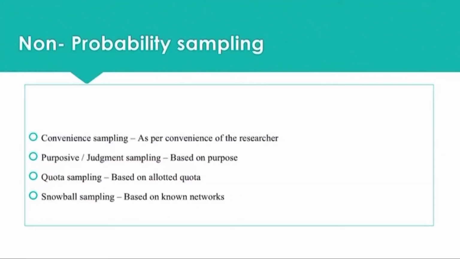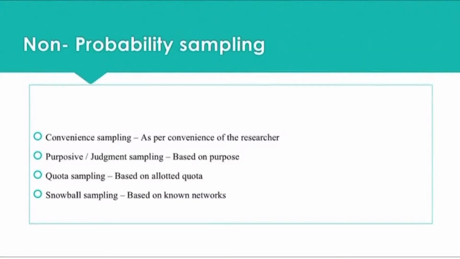Non-probability sampling methods. Here we have convenience sampling, purposive or judgment sampling, quota sampling and snowball sampling methods. In the convenience sampling method, the samples are chosen as per the convenience of the researcher, samples who are easily accessible, who are easily available. Based on that, samples are chosen.